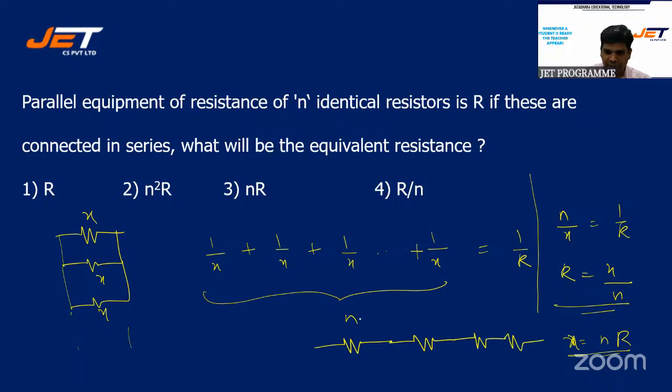So this is nR, this is nR, this is nR, the nR and so on till n terms. So how much will that be? nR plus nR plus nR so on n terms is my required answer, X, capital X, or effective R. So I'll have n square R is my answer.